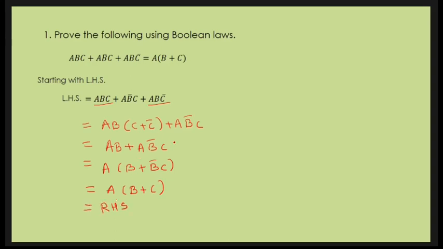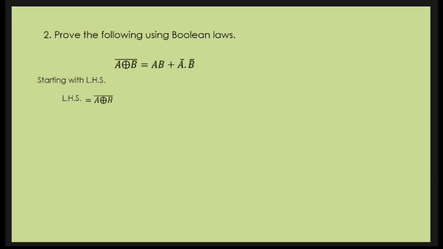What Boolean laws have we used? Here we have used C plus C bar is equal to 1. Here we have used B plus B bar C is equal to B plus C, right? So we should know the results also. Let us see another example.